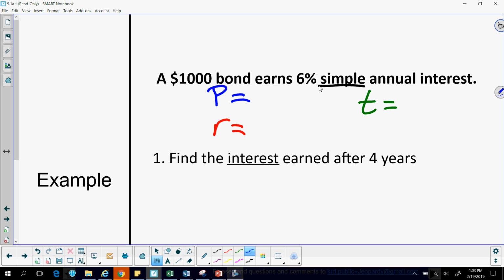Who can raise their hand and tell me what the principal amount is? What's the initial value? $1,000. It's the principal. It's what I'm starting with. My initial value. It's what I'm starting with.